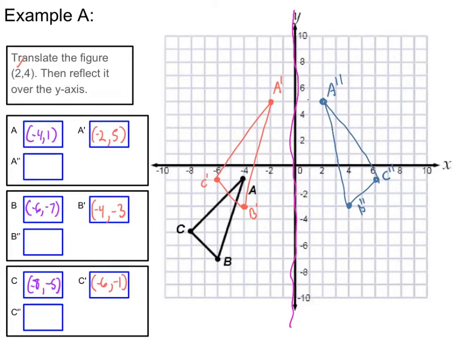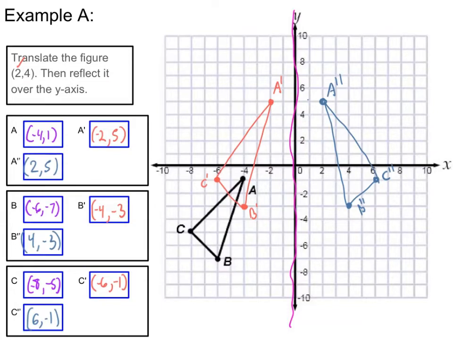Now I have to write down my points. So A double prime is at 2, +5. And again, I'm going to use my parentheses to put around that. My B double prime is at +4, -3. And my C double prime is at +6, -1. So I've got all my points for both transformations, and I've completed this example.